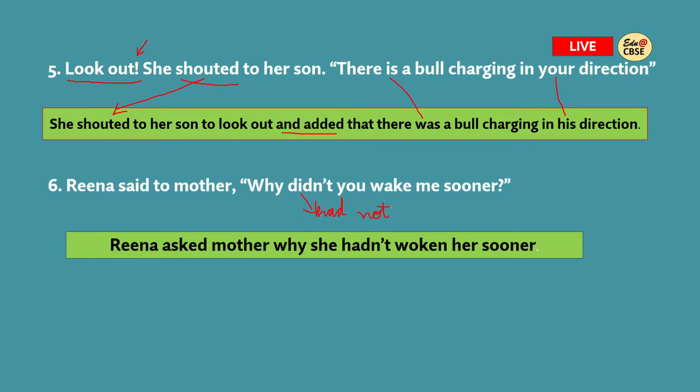Ma'am, can we... I don't understand what you want to say. So I gave the answer hadn't. Yes, Vibhu, I read your answer. You were correct. That's why I said that I got my answer, because you answered it correctly. So Reena asked mother why she hadn't woken her sooner. So this is the correct answer. So remember, did changes into had. If it is didn't, it is going to change into had not. So remember these. Now we move on to the seventh one.